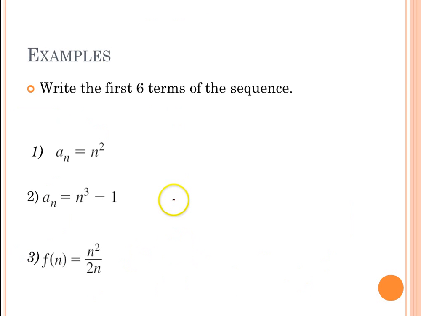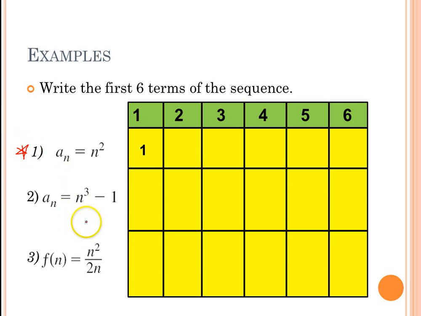Now, write the first 6 terms of the sequence. These are pretty basic. They give you the sequence. What are the first 6 terms? So here's my first 6 terms, 1 through 6. If I plug in a 1 right here, all it is is n squared, so it's 1 squared. Well, pretty easy. 1 squared is 1. How about 2? 2 squared is 4. 3 squared is 9. 4 squared is 16. 5 squared is 25. 6 squared is 36.